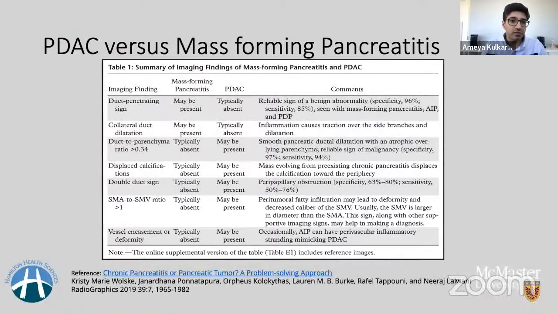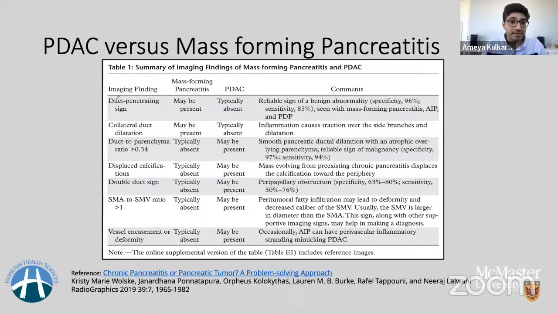How to differentiate these two entities, because this is something which they will ask you in your boards, that they will give you a case, periampullary mass, and why it is not mass-forming pancreatitis, and why are you zoning in only on pancreatic adenocarcinomas. So we talked about the duct penetrating sign, which is present in mass-forming pancreatitis, or may be present depending on the degree of inflammation, but it is typically absent in the cancers. Then collateral duct dilatations, duct to parenchyma ratio, displaced calcifications, double duct sign, all of these are going to be different signs which will definitely help you to be in favor of one versus the other.